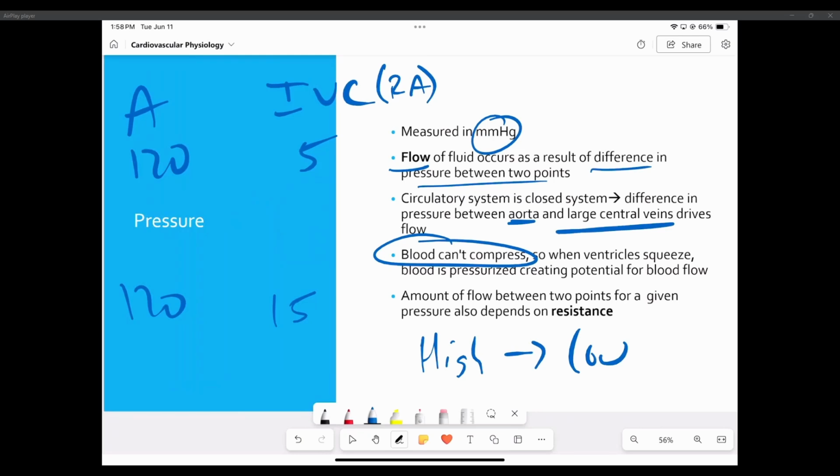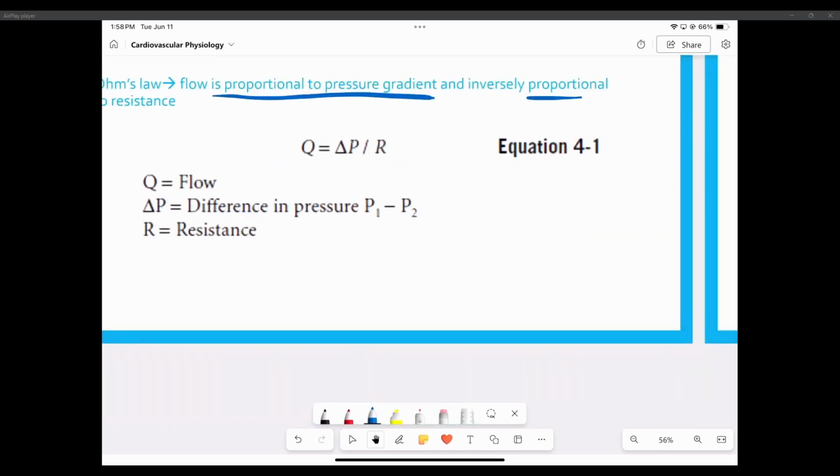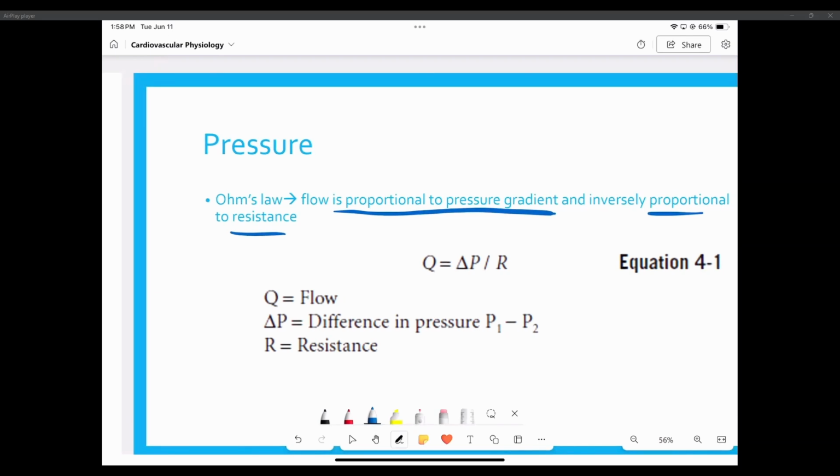with this. The amount of flow between 2 points also depends on resistance. What is resisting flow? And that's what's very important as we get to pressure. Ohm's law: the flow is proportional to the pressure gradient. The bigger the gradient, which we discussed before, remember 120 to 5, the greater the flow, and it's inversely proportional to resistance. So, the bigger the pressure gradient, the better the flow.